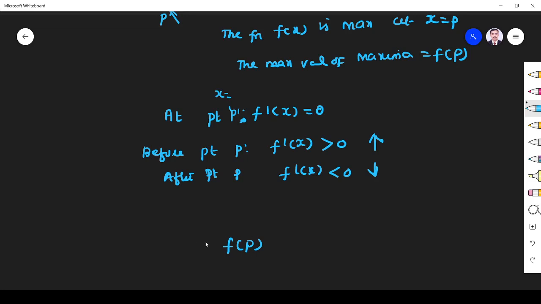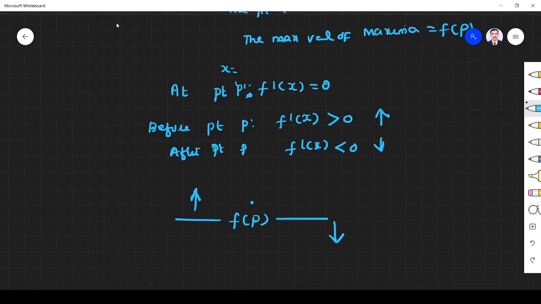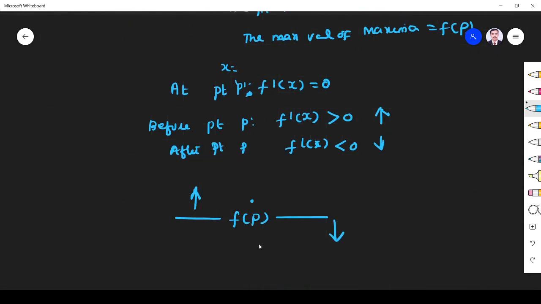So before that point, the slope is increasing. After that point, the slope gets decreased. So if it happens, you see the point is a maximum. So this indicates P is a location of maximum, right?